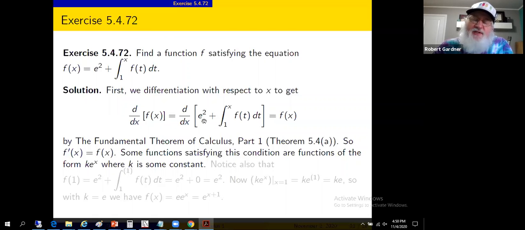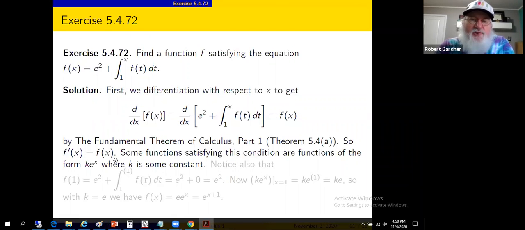Derivative of e squared, it's constant, that's 0. We're differentiating with the same upper bound as where you have the variable here. So Fundamental Theorem of Calculus Part 1 says take the t and replace it with an x, and that's what you get for that derivative. So here we've got a function that its derivative is the function itself. The derivative, f prime of x, equals f of x itself.